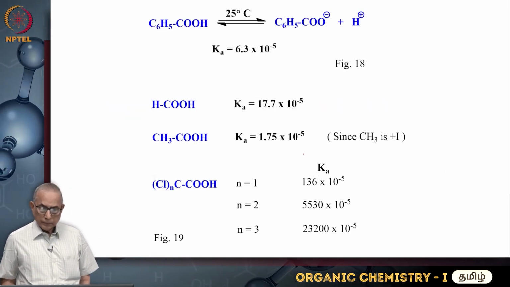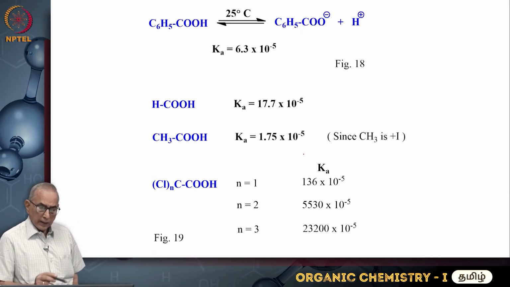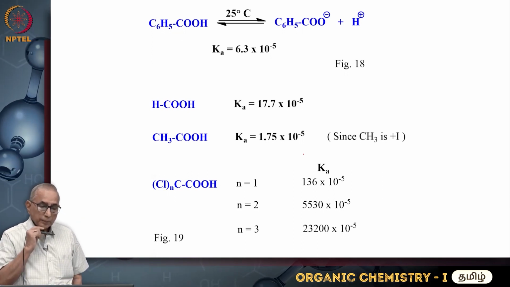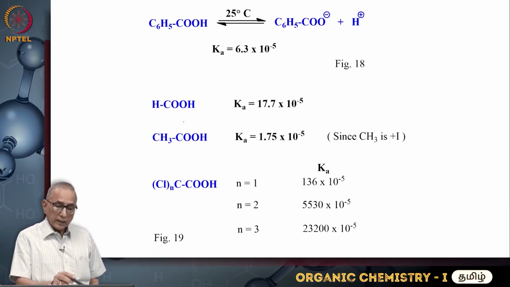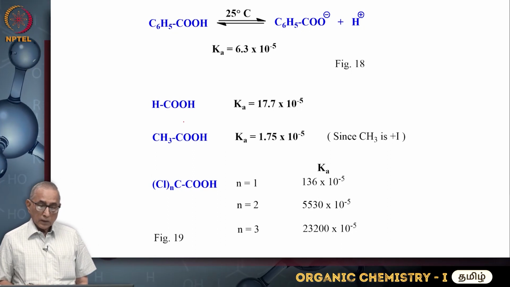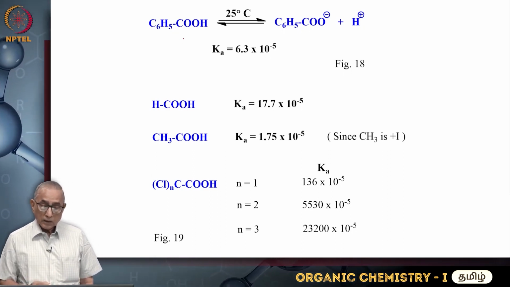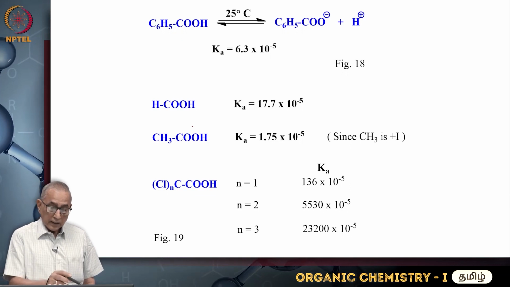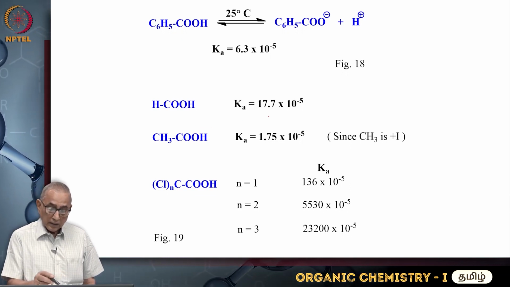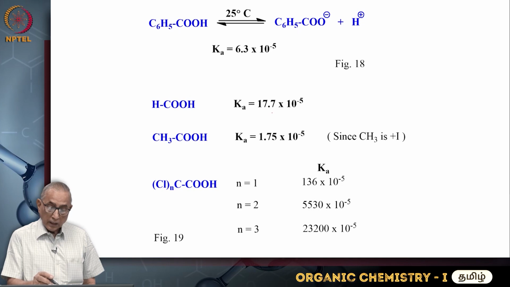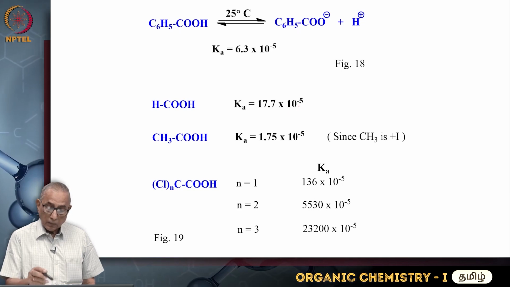If you go to formic acid, where you have a hydrogen attached to the carboxyl group, whereas here the benzene ring is attached to the carboxyl group, the acidity increases to 17.7 into 10 raised to the power minus 5.